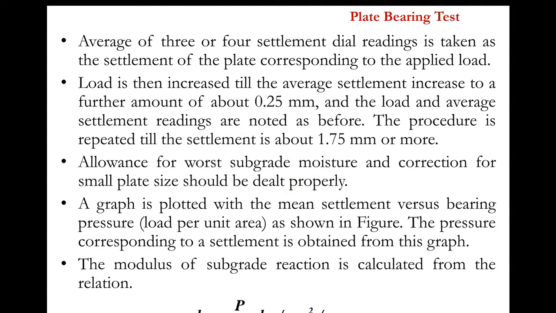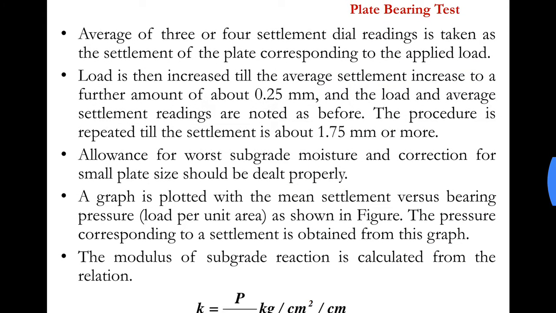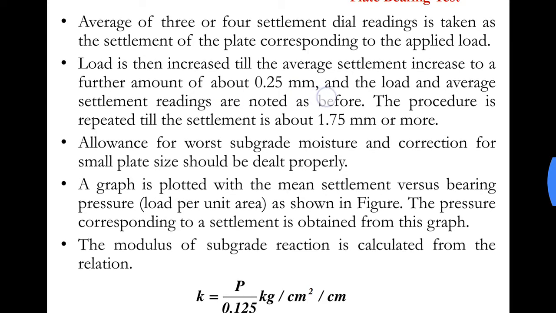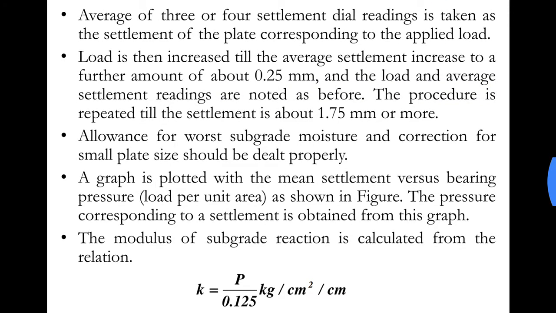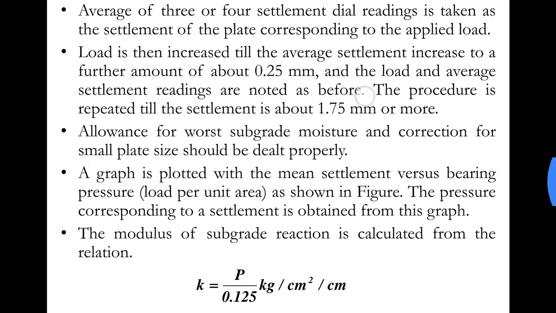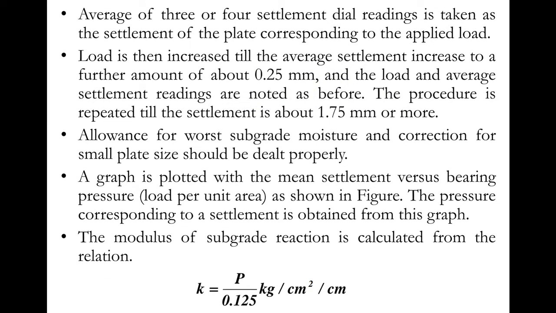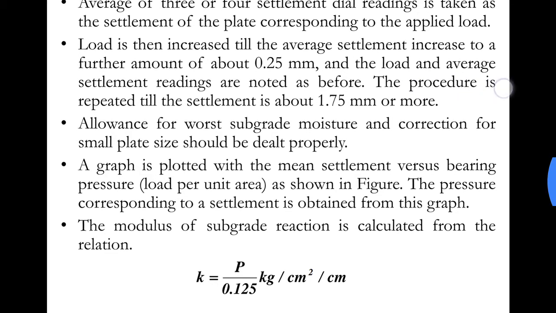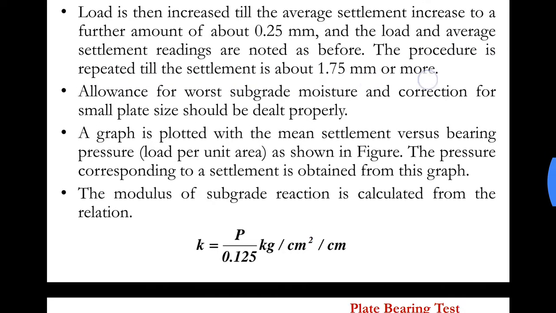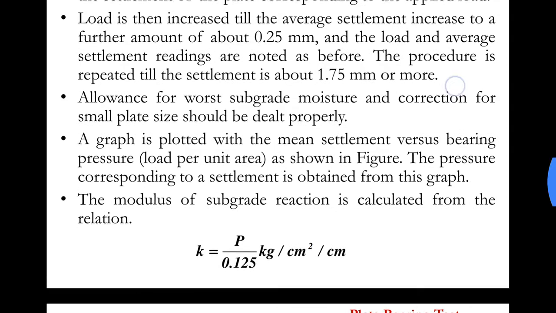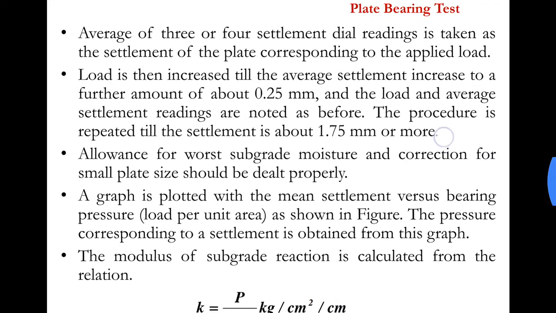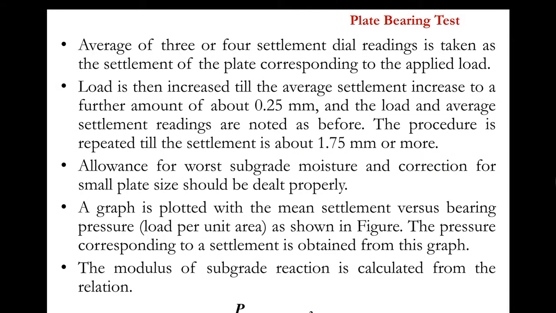Load is then increased till the average settlement increases by a further amount of about 0.25 mm. Then the load and average settlement readings are noted as before. So for every 0.25 mm penetration we need to go on noting these readings. Then the procedure is repeated till the settlement is about 1.75 mm or more. So up to 1.75 mm penetration we need to continue this test.